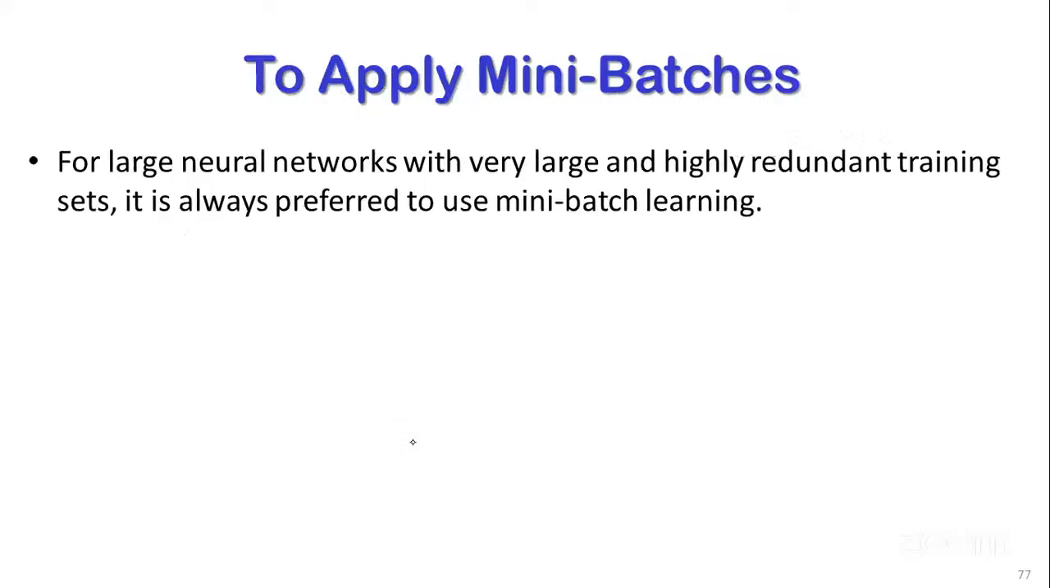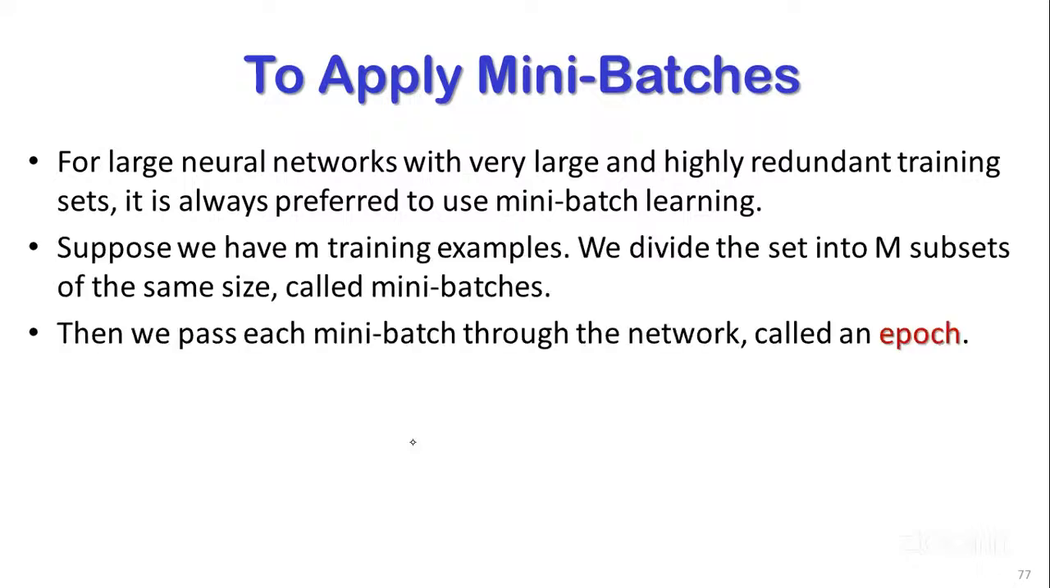Okay. So now, when we are going to apply mini batches for large neural networks with a very large and, you can say, highly redundant training set, it is always preferred to go with mini batches, right? And suppose you have M training examples. You divide this set into capital M subsets, let us say of the same size, which you call mini batches.